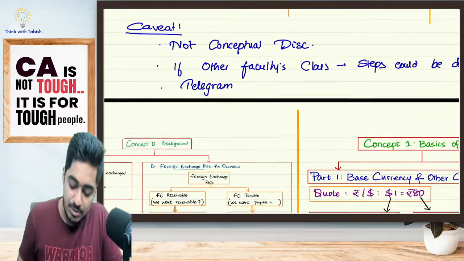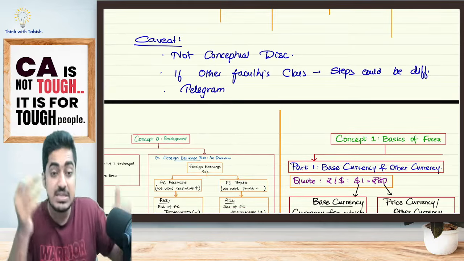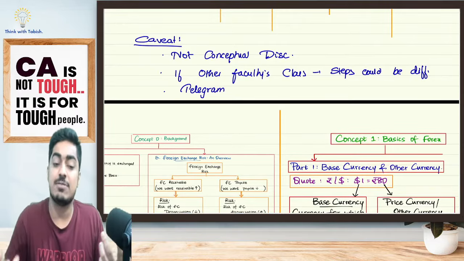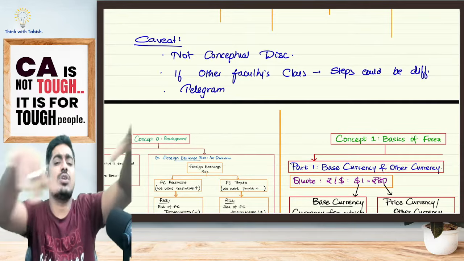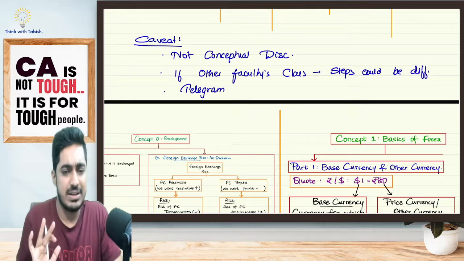The next important thing is, if you have referred to some other faculty's classes, the steps there and here could be slightly different, because AFM is a subject wherein there are different ways to solve an answer. You will arrive at the same answer so long as you're doing it logically. So it is going to be fine, no issue.